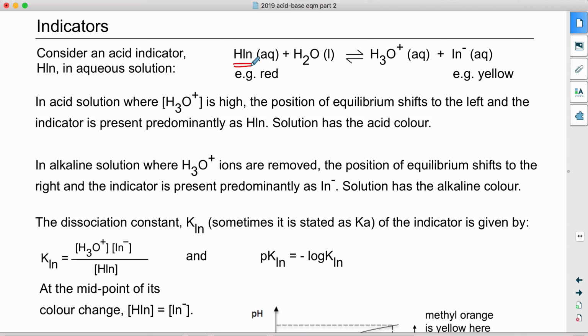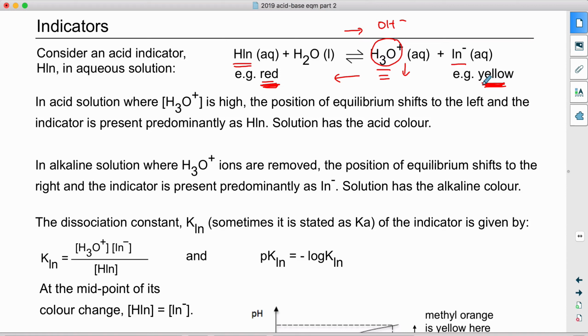If it exists in this form, HIn is red in color, and when it dissociates to give H plus and In minus, the conjugate base, In minus is yellow in color. In a very acidic medium, there's a lot of H plus, so the equilibrium will shift left and it will appear red. In an alkaline medium, the OH minus will react with the H plus, the H plus concentration will fall and the position of equilibrium will shift to the right to produce more H plus, and that's where you see the yellow color.